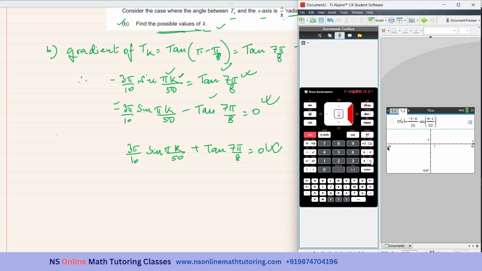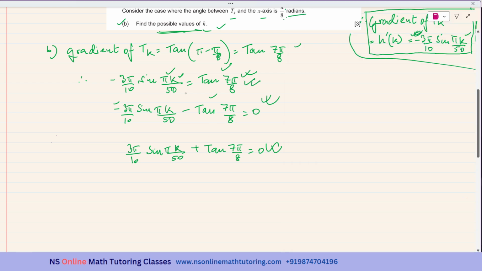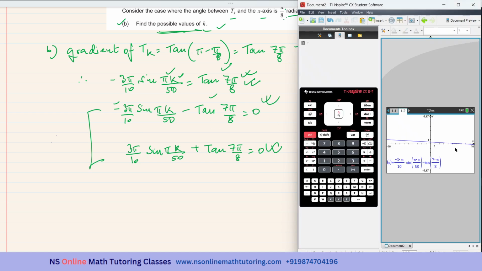And so I'll be adding this minus tan 7 times pi over 8, and enter. Okay, so you may be seeing there is only a single 0, because if you use this equation, then you have to go for the intersection points. But if you use any of these two, you have to search for the zeros. And over here, you can see there is only a single 0.